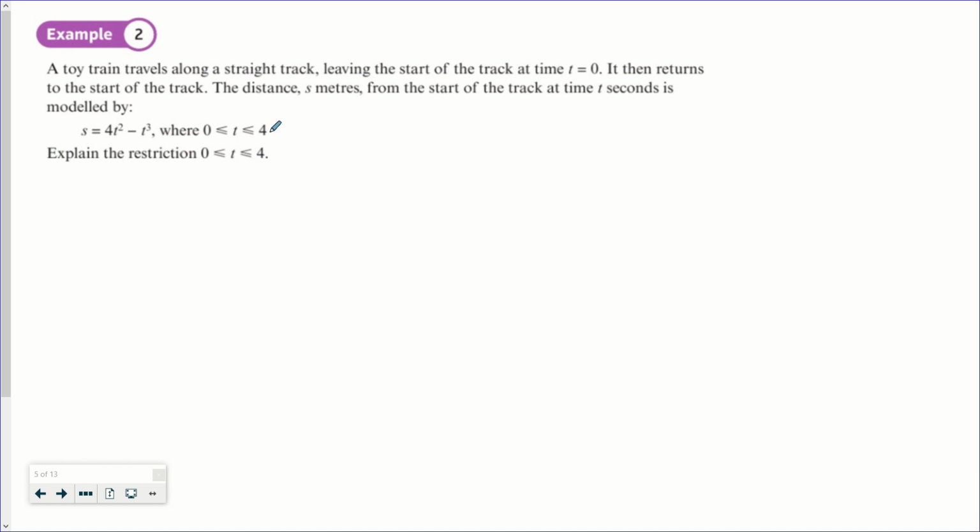And we've also got this condition here, which says that t has to be between 0 and 4. So we're asked to explain why we have that restriction between 0 and 4. So let's try and work that out.